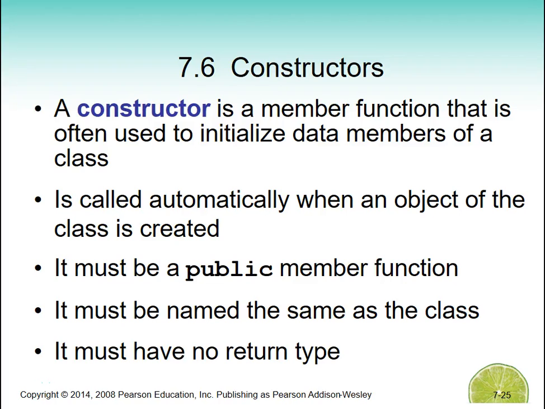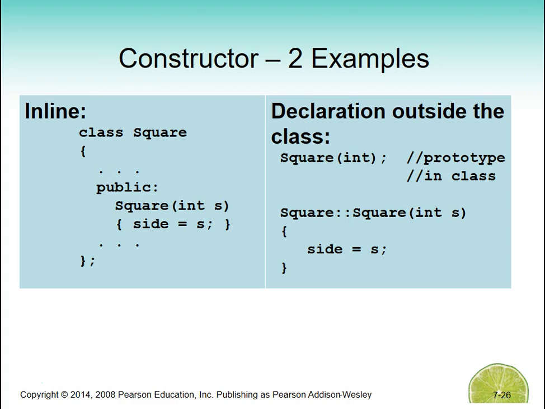Section 7.6 talks about constructors when you are creating a class. A constructor is a member function that's used to initialize the data members of a class. It is automatically called when an object is created. It must be public, it must be named the same as the class, and it must have no return type.